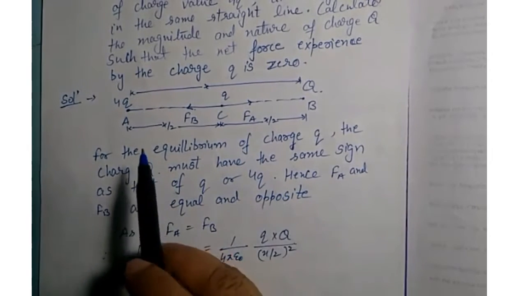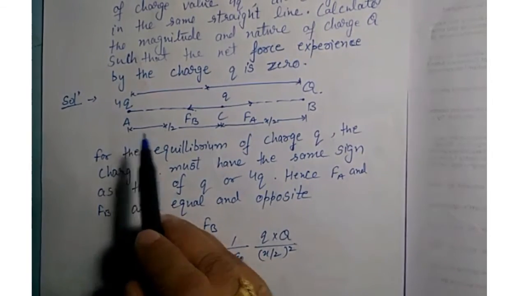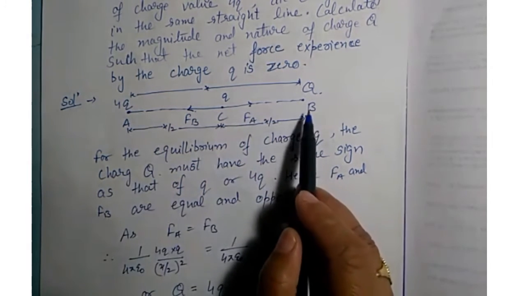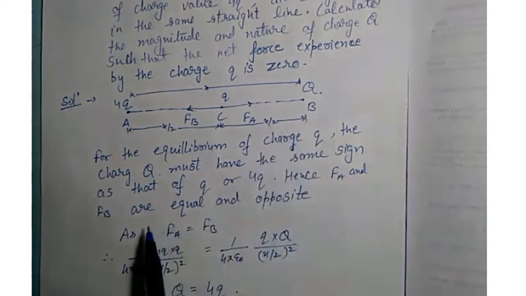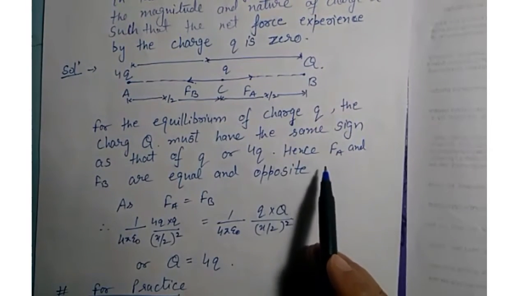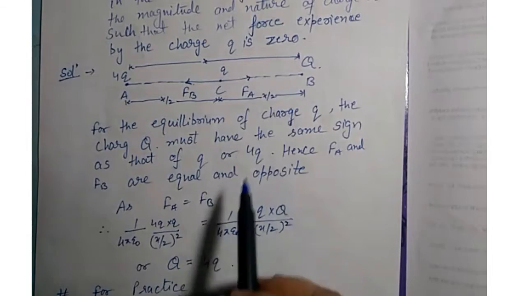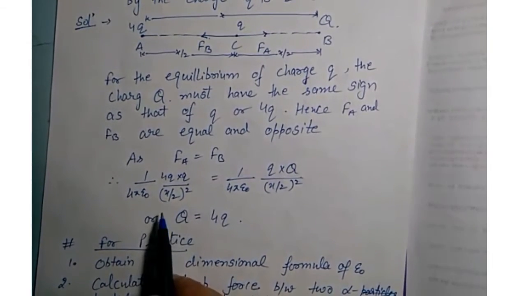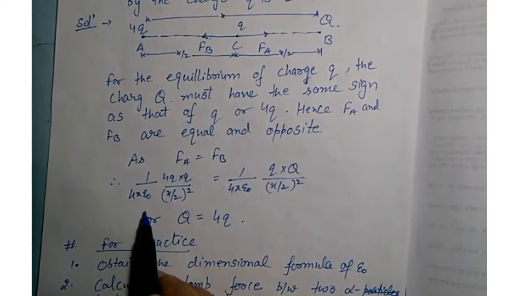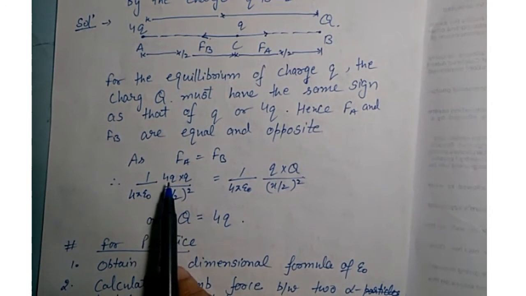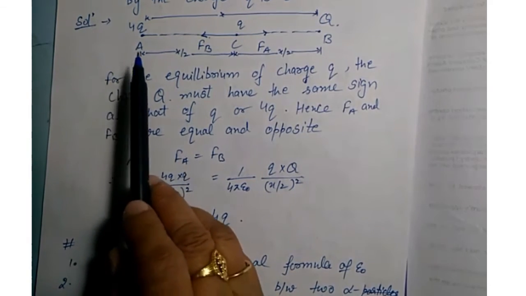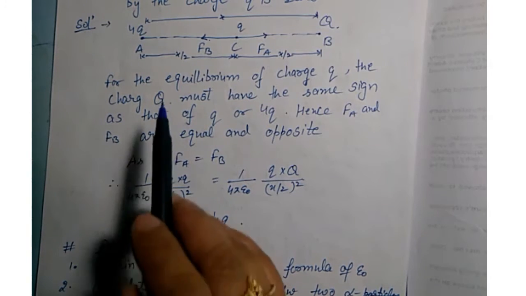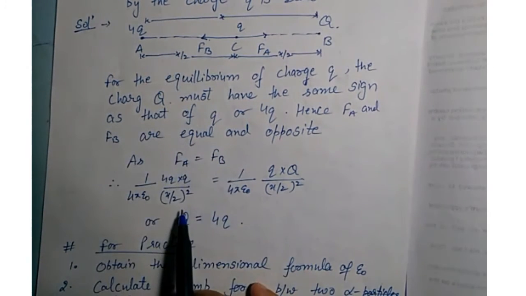Hence, the force Fa due to charge 4q and the force due to charge capital Q must be equal and opposite. That is, Fa and Fb should be equal. So, applying Coulomb's formula, that is 1 upon 4 pi epsilon naught, the charges are 4q and q, divided by the separation between the charges, that is x by 2 whole square.